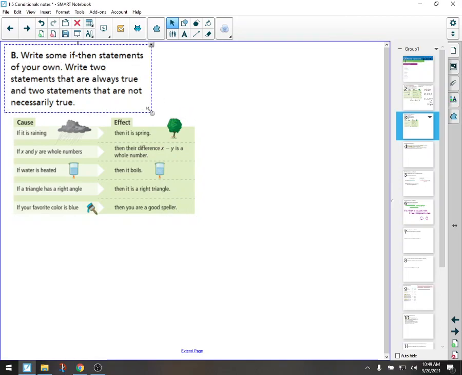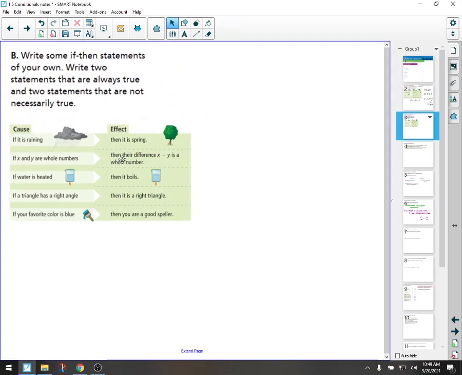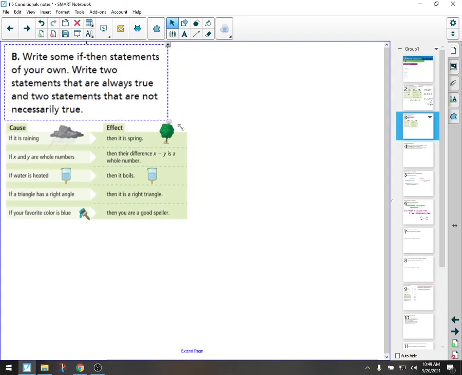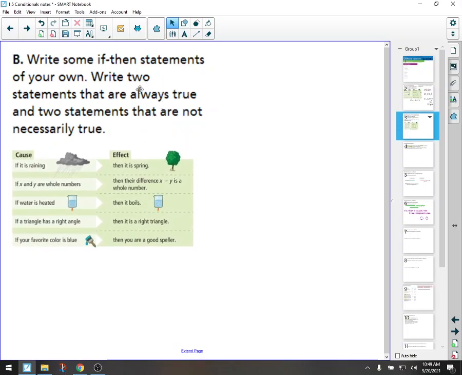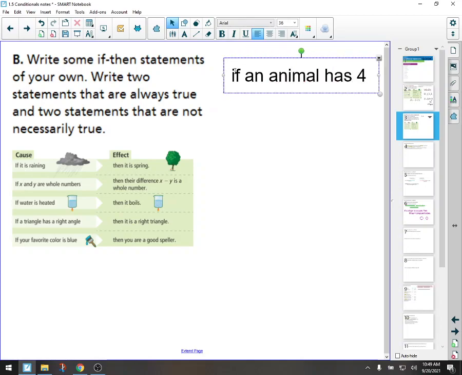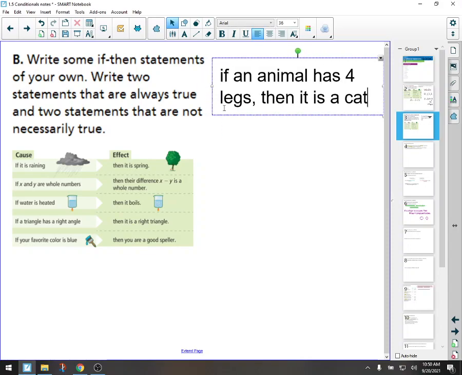All right, so this next part in the lesson, I'm gonna give everyone a chance to write down if-then statements on their own, two statements that are always true, and two statements that are not necessarily true. So I'll write some here. Let's do one. If an animal has four legs, then it is a cat. I like that one. So I've got that one.